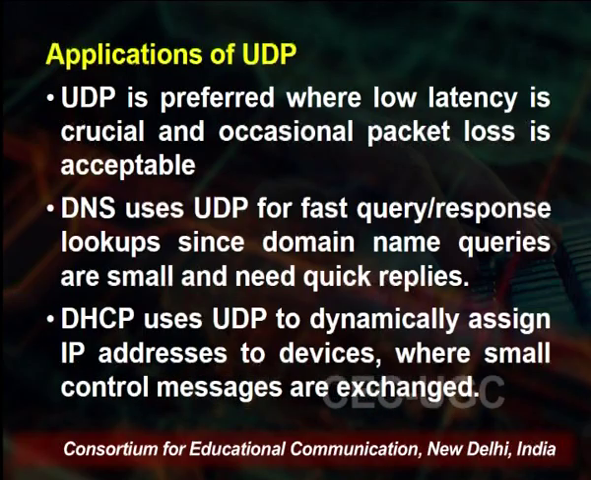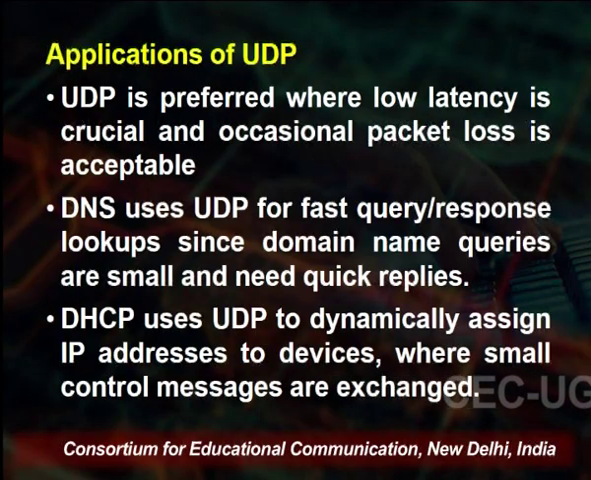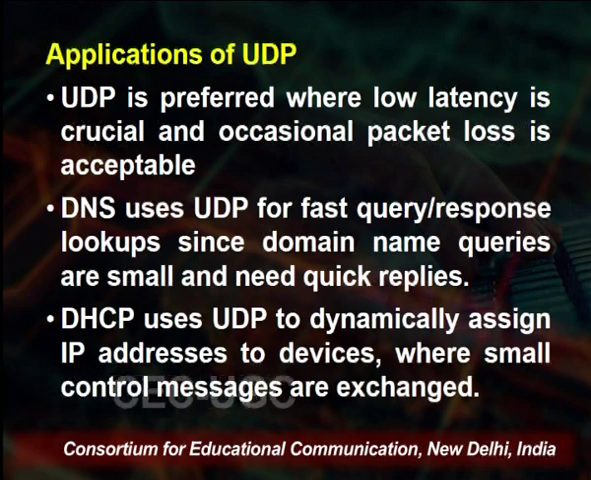Now, looking at applications, as I have told you, UDP is preferred where low latency is crucial and occasional packet loss is acceptable, but what is critical is fast delivery or low latency. DNS uses the User Datagram Protocol for fast query and response lookups, since domain name queries are small and a quick reply is expected. So, a real time response is much more required here.